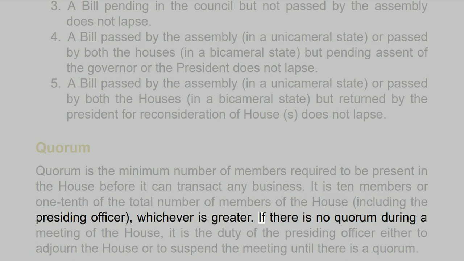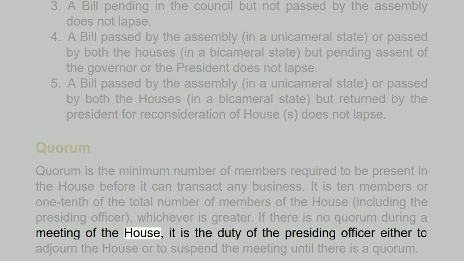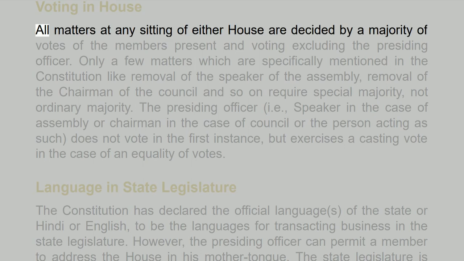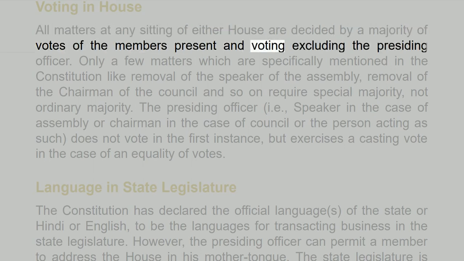If there is no quorum during a meeting of the House, it is the duty of the presiding officer either to adjourn the House or to suspend the meeting until there is a quorum. Voting in House. All matters at any sitting of either House are decided by a majority of votes of the members present and voting, excluding the presiding officer.